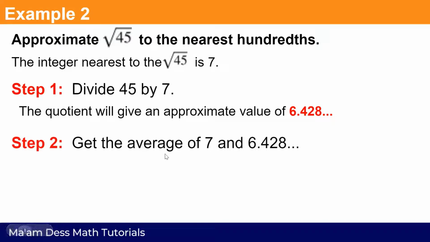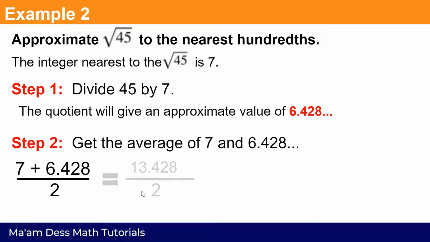Step 2, get the average of 7 and 6 and 428 thousandths. So again, to get the average, add and divide. 7 plus 6 and 428 thousandths divided by 2. We have 13 and 428 thousandths divided by 2. The answer is 6 and 714 thousandths.